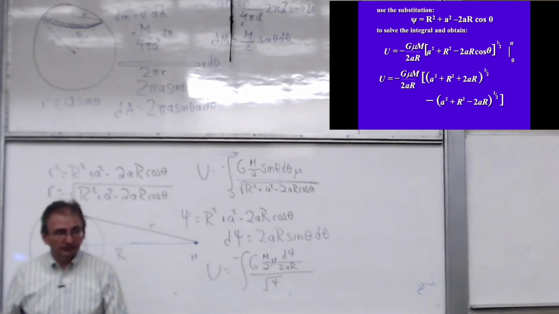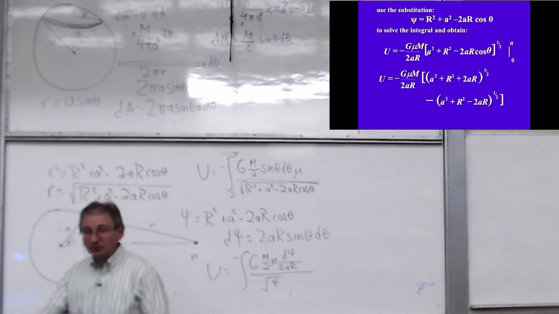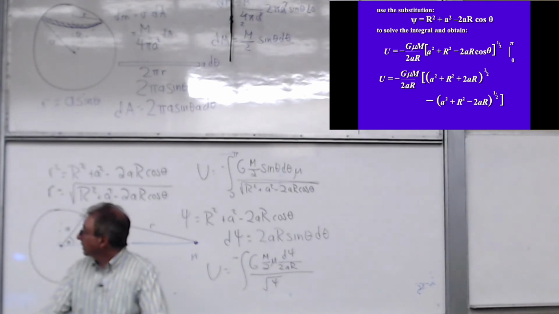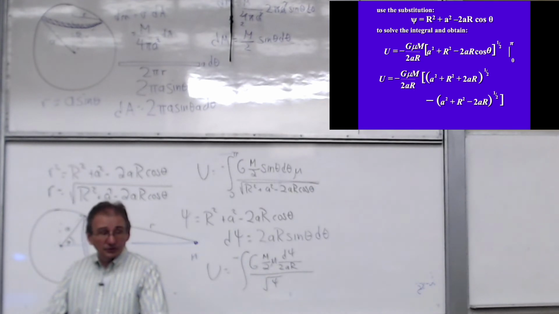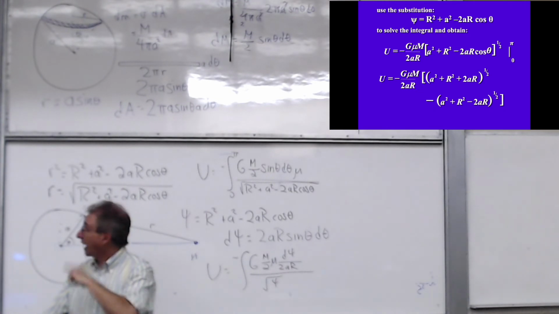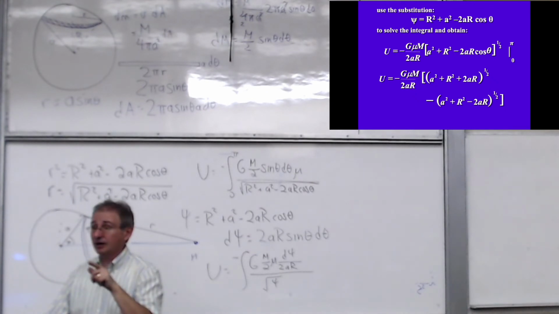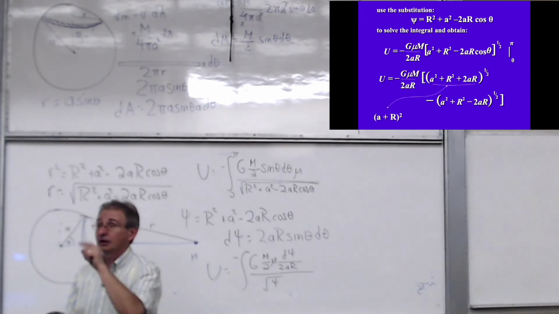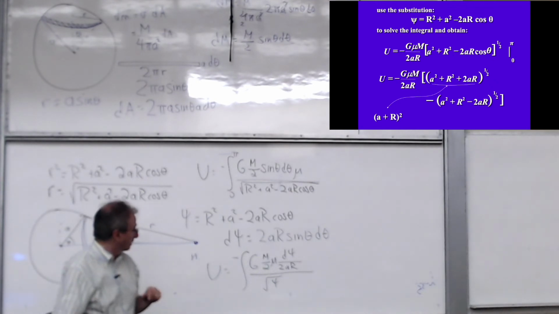Now look at the first term. What is that first term equal to? It's a perfect square. Yeah, both of them are perfect squares. One is a plus b, the other one is a minus b. But I've got to be careful about the second term because I've got to keep it positive. So if we're inside the sphere, we have to write a minus r. If we're outside the sphere, we have to write r minus a, because we have to keep that second term positive. Does that make sense?